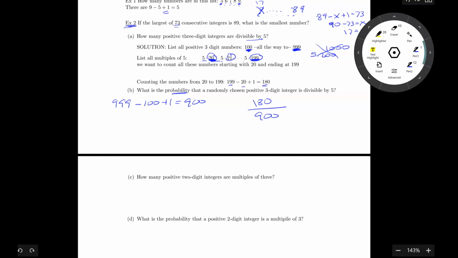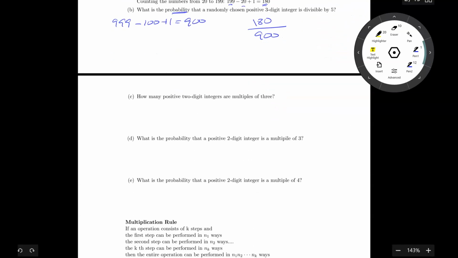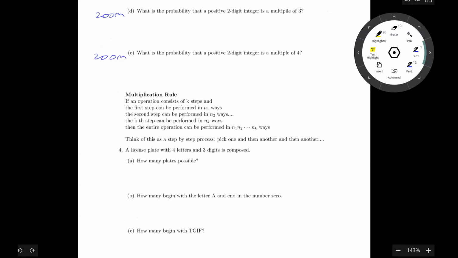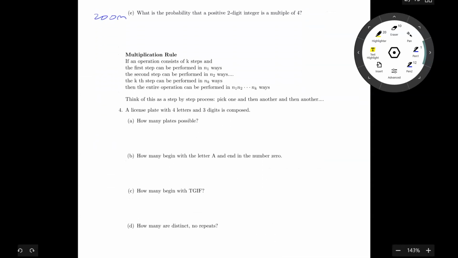Okay, so this is, I guess I called this example 2. This is kind of weirdly numbered. Sorry about that. All right, so example 2, I'm going to have you do these on Zoom, all 3 of those. So example 2, C, D, and E. Okay, so moving on to number 4 here.